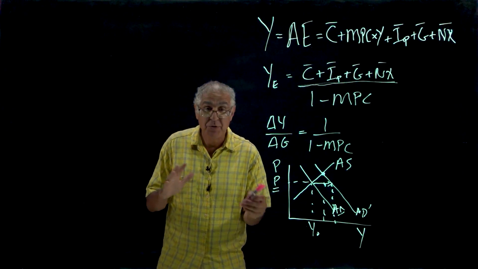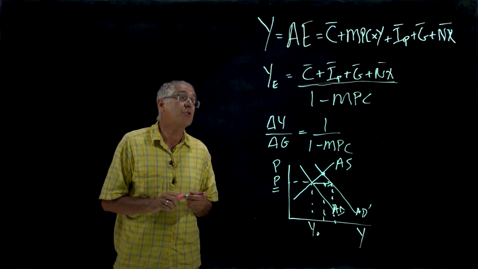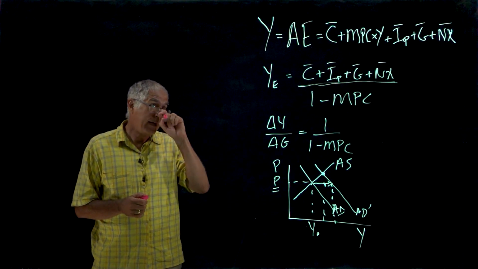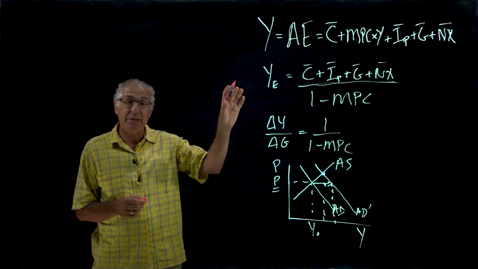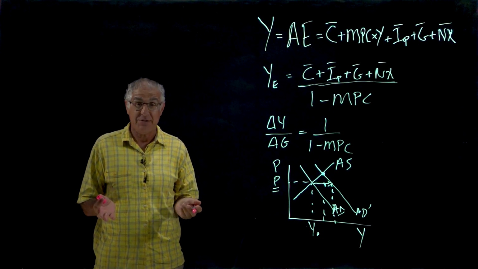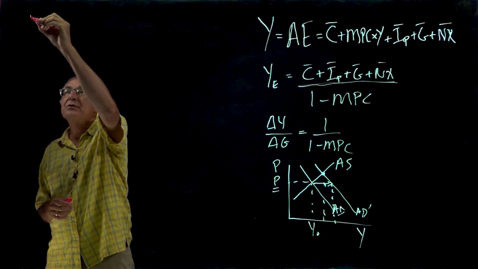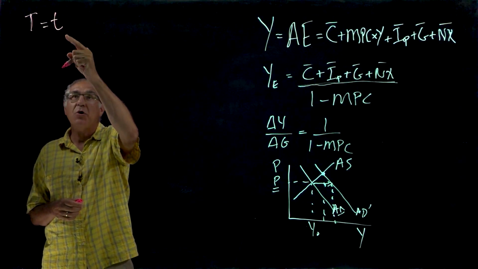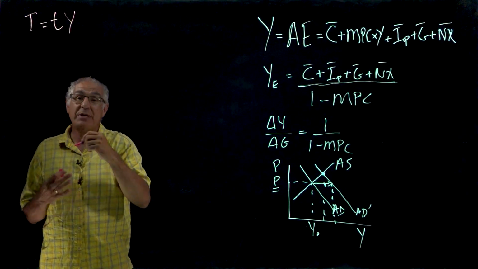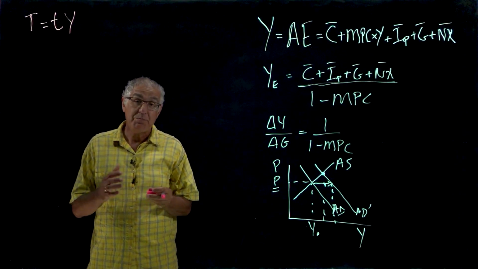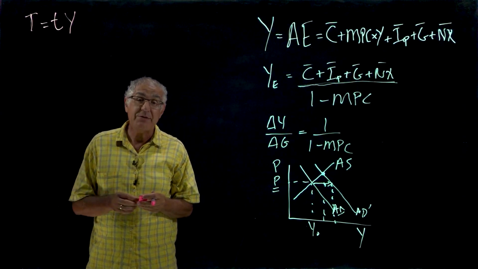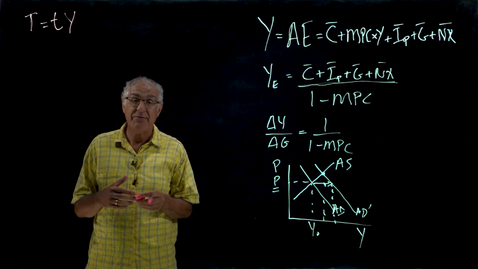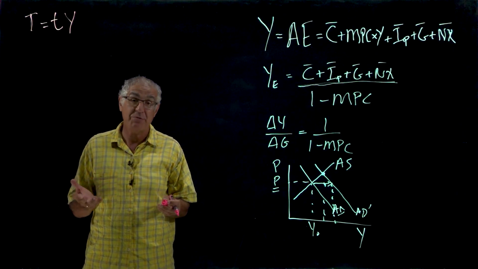So let's move over to the left-hand side of the screen here. And I'm going to make two changes in my planned aggregate expenditure equation. I'm going to introduce taxes, first of all. And taxes are going to be equal to a marginal tax rate, lowercase t, times income. And t, lowercase t, is a number between 0 and 1. So if you have paid 25% of your income in taxes, then t would be 0.25.